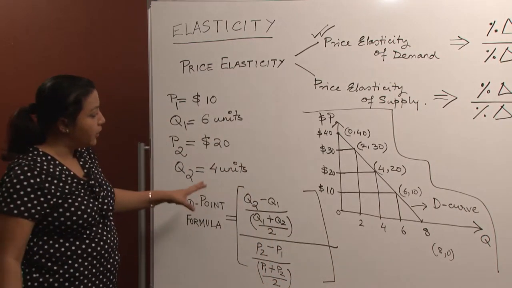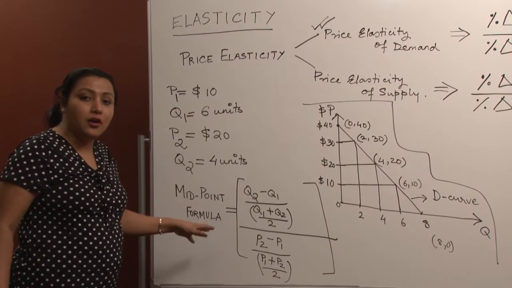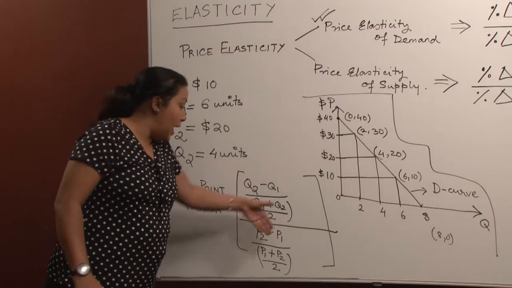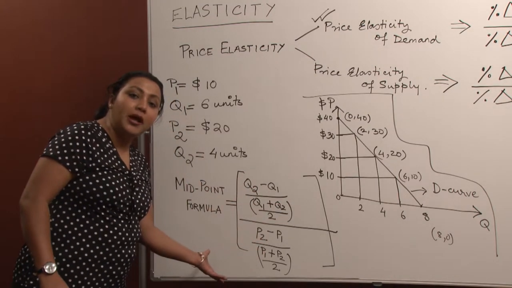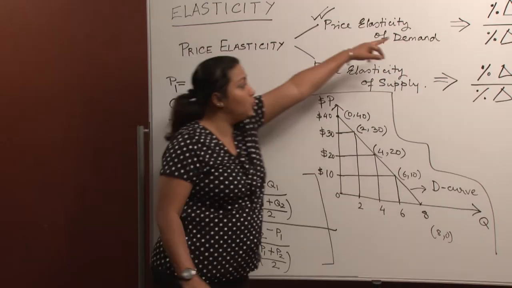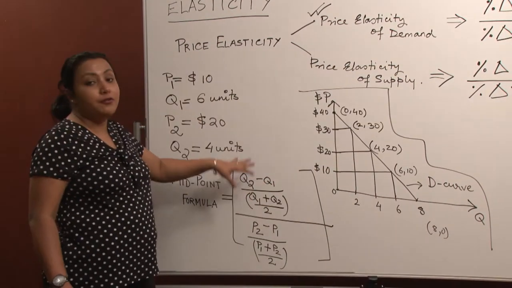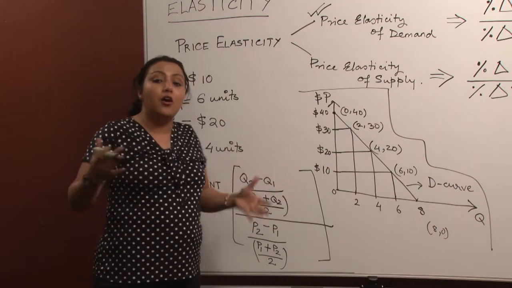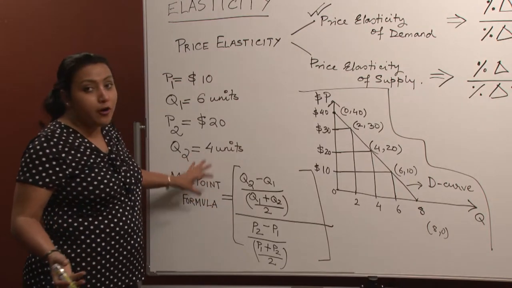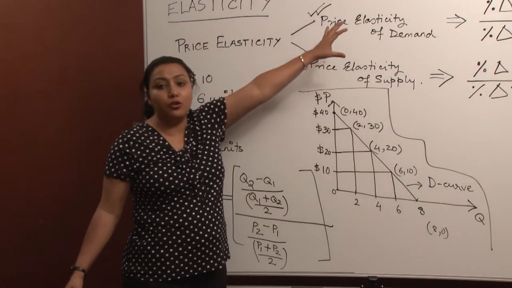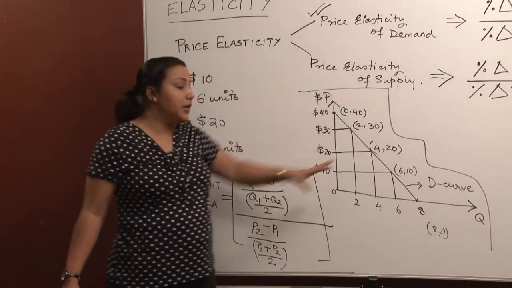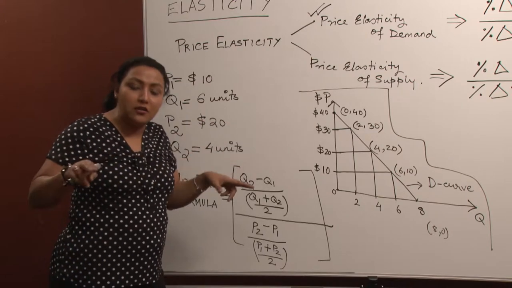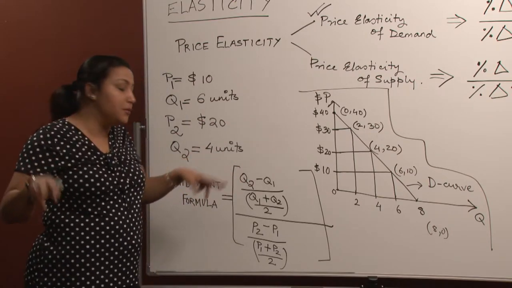Please note, if you take a look at that formula, what we are trying to do here is find the percentage change in quantity and divide it by the percentage change in price. So basically, this takes you back to that original formula. We are trying to find a ratio between the two. The midpoint formula is not anything different from the original formula, but it just gives you that same formula in terms of two price points and the two corresponding quantity demanded points.